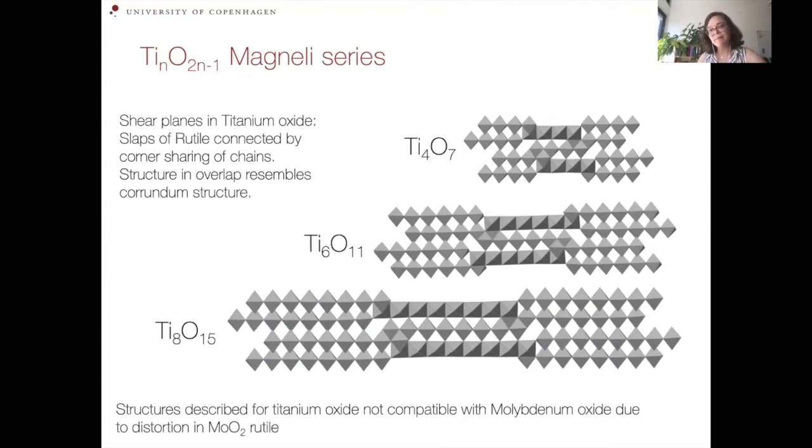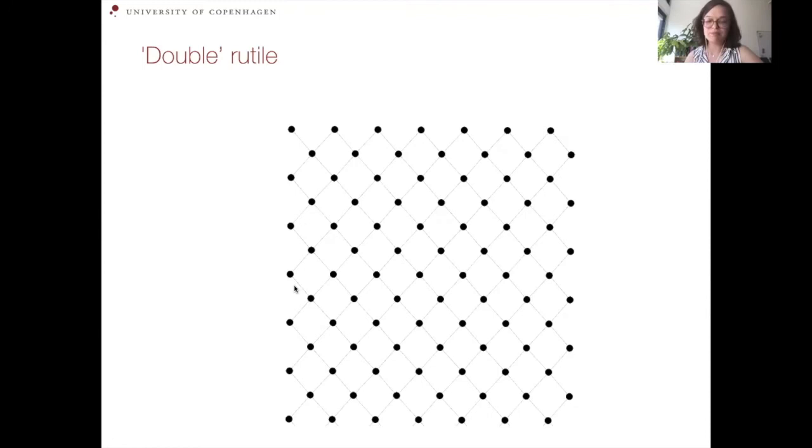So we can start thinking about how we can use a molybdenum oxide rutile to make shear planes and then get a fit of our data. If we think about what happens when we shear, basically we're moving part of a rutile lattice. Here I've just a very simple sketch of a rutile structure. So these would be metal ions. And what happens when we shear is that we move part of the lattice.